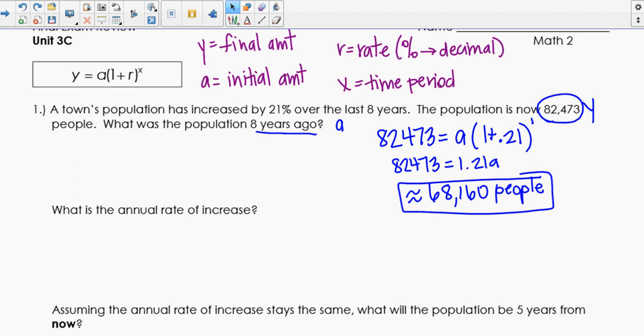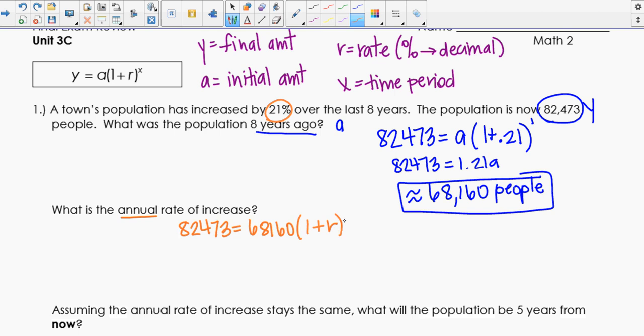Now, the next question is saying, what is the annual rate of increase? All right, so annual. This 21% is over 8 years. We want to know what happened every single year. So we have our final amount, which is 82,473. We now have our initial, which is 68,160. I am looking for an annual rate of increase, so that's my R. Now here I do use the 8 because I'm looking for the rate that happened annually for 8 years.